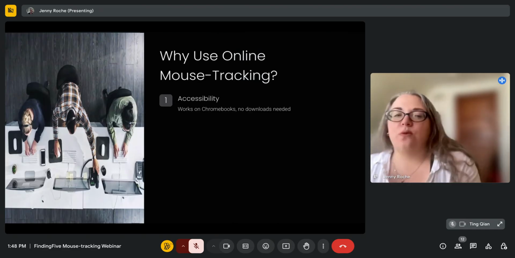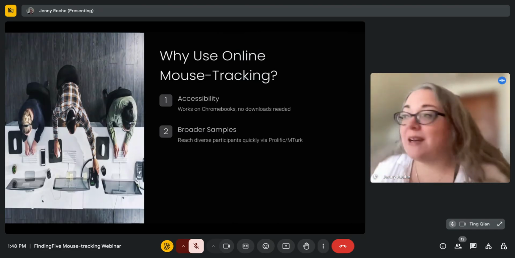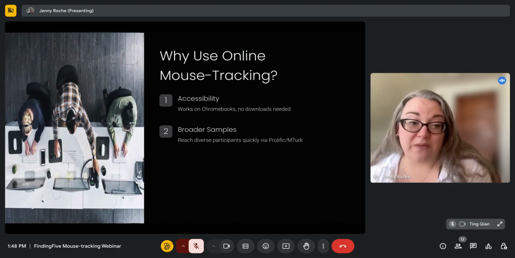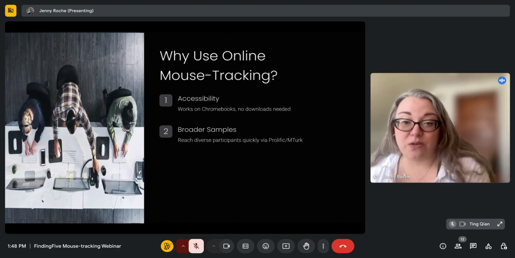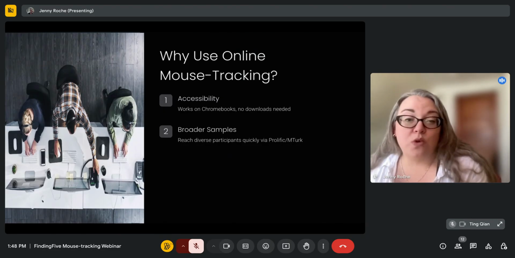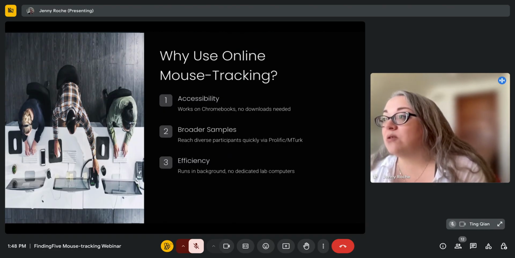Okay, so why use online mouse tracking? For accessibility purposes, it works on Chromebooks, which is great. That means that if you do kid research and you're doing it in schools, most of them have Chromebooks. You don't have to download specialized software. You reach a more diverse audience if you're using platforms like Prolific or Mechanical Turk.